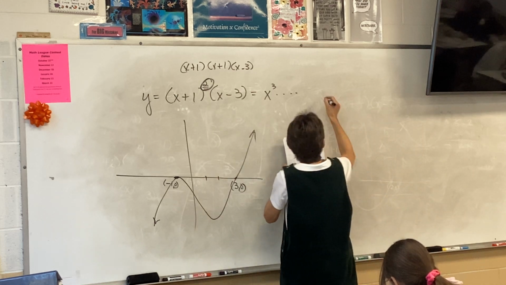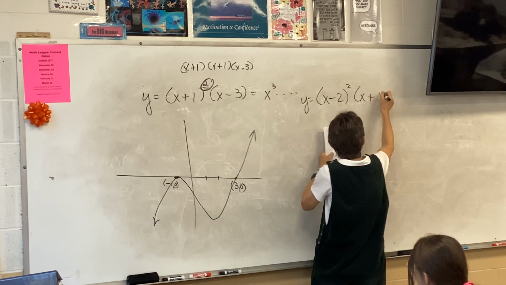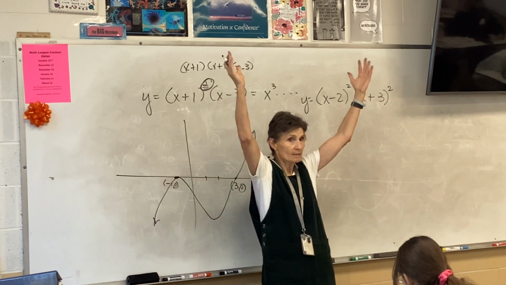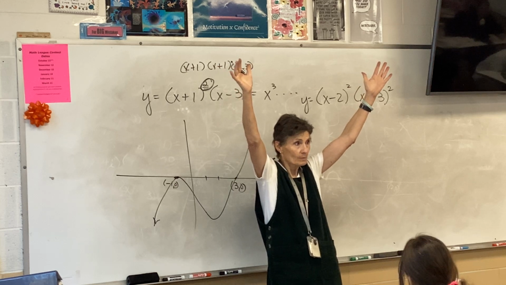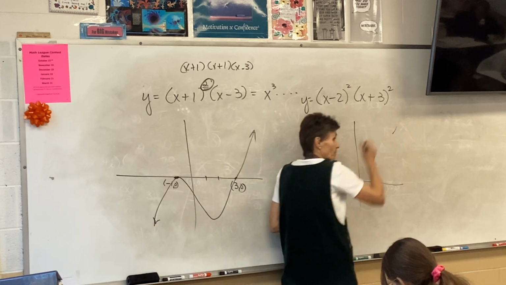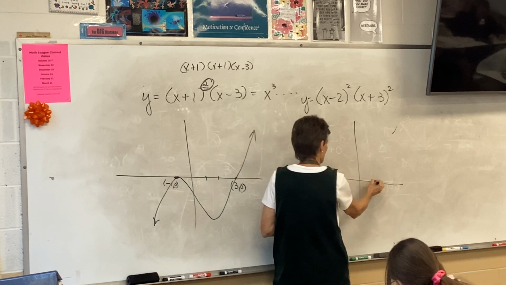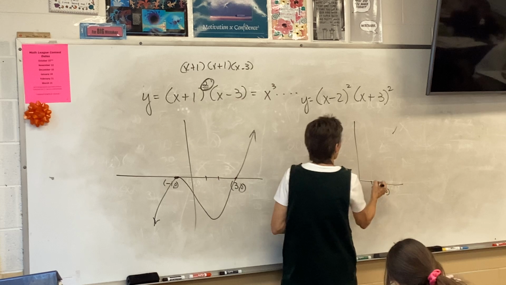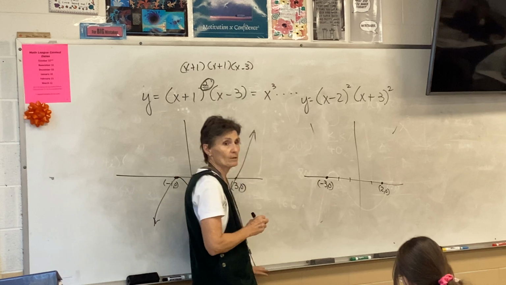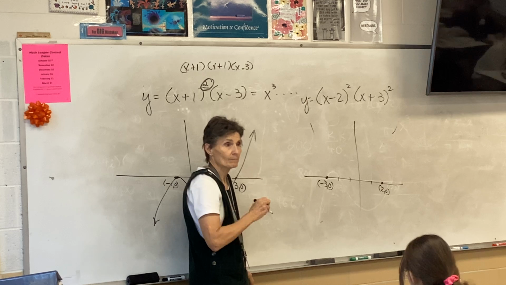How many x's do we have in this one? 4. 4 is an even number, and evens act like this. So this one is going to start up here and end up here. That's what evens do. So I got 2 and -3. Would everybody agree those are my intercepts? Guys, you with me? Yes.